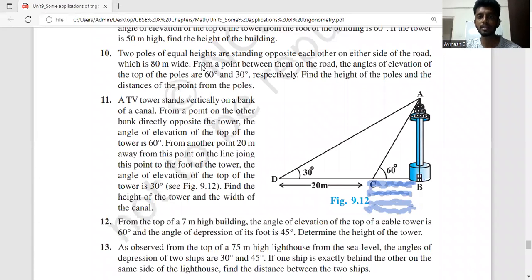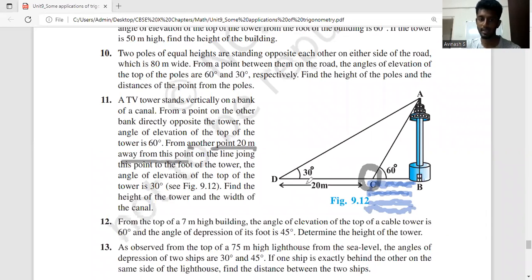Now, from a point on the other bank, which means they're talking about the point C, from the point directly opposite the tower, the angle of elevation of the top of the tower is 60 degrees. Now this is clear. From another point 20 meters away from this point, which is here, 20 meters away in the sense away from the first point of observation. Then they have also given one more thing. When we say 20 meters away from this point, it can be in any direction.